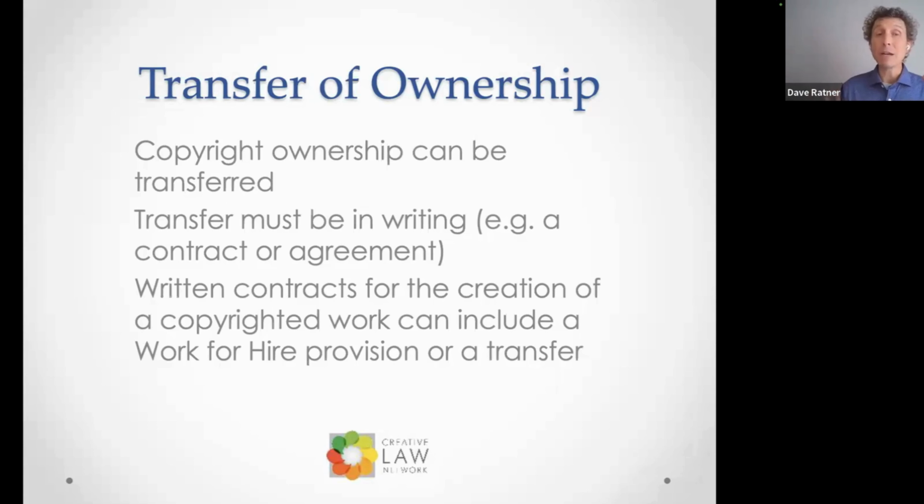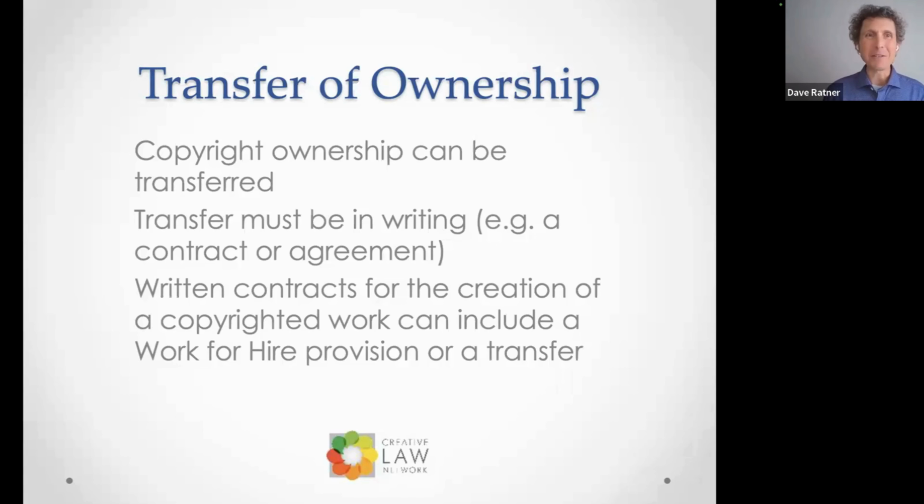For there to be a transfer of copyright, it does have to be in writing. So if we are, for example, gaining ownership of copyrights for our archive, the fact that someone said, "I'm giving you these copyrights," the verbal transfer is not sufficient for the law. There does have to be a written transfer.